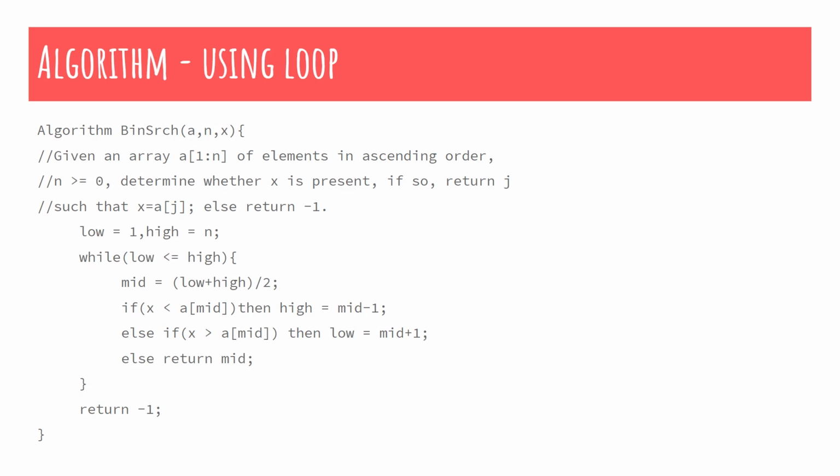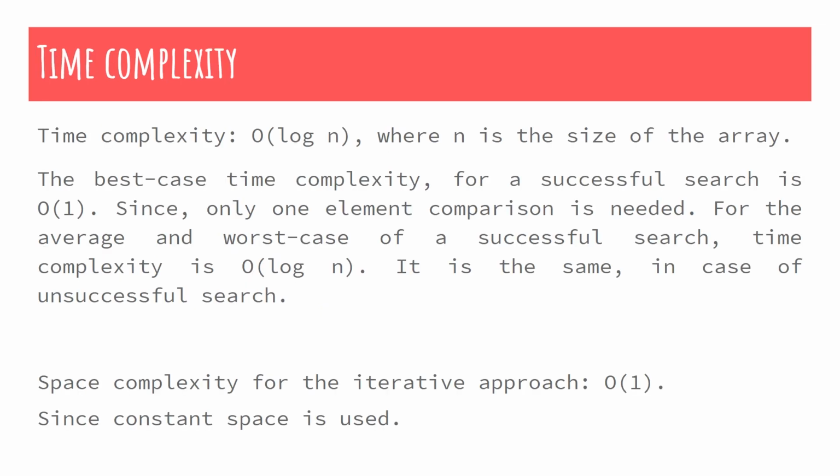Now let's look at the time and space complexity. The time complexity is order of log n, where n is the size of the array. The best case time complexity for a successful search is order of 1, since only one element comparison is needed in case of a successful search. Whereas for an average and a worst case of a successful search, the time complexity is order of log n. It is the same in case of an unsuccessful search as well. While considering the space complexity of the iterative approach, it is order of 1 since we use constant space.